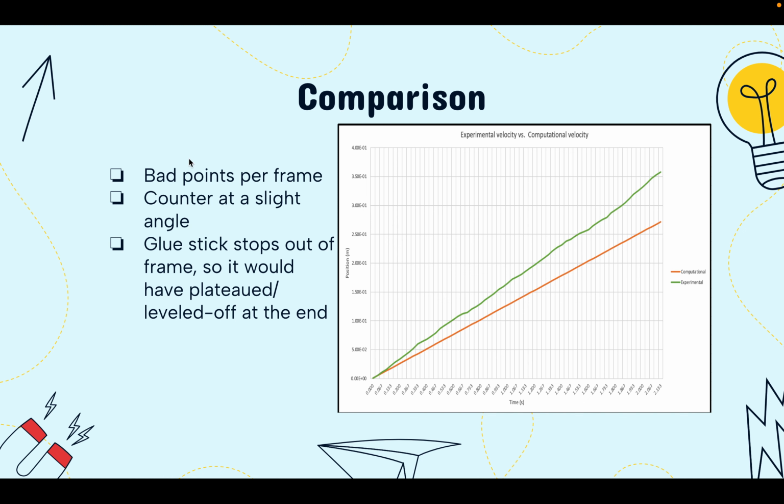This could have happened because the points per frame was chosen poorly when calibrating Tracker, or the counter could have been at a slight angle. However, this is not very likely because in the end the glue stick did end up slowing down and stopping, which is what the second point is saying.